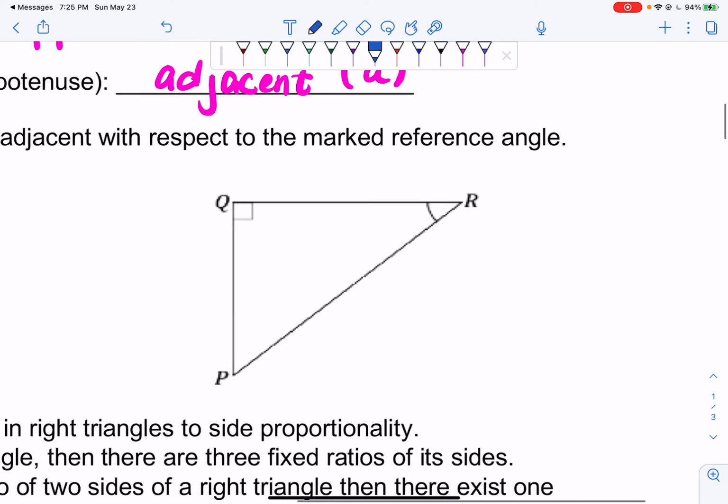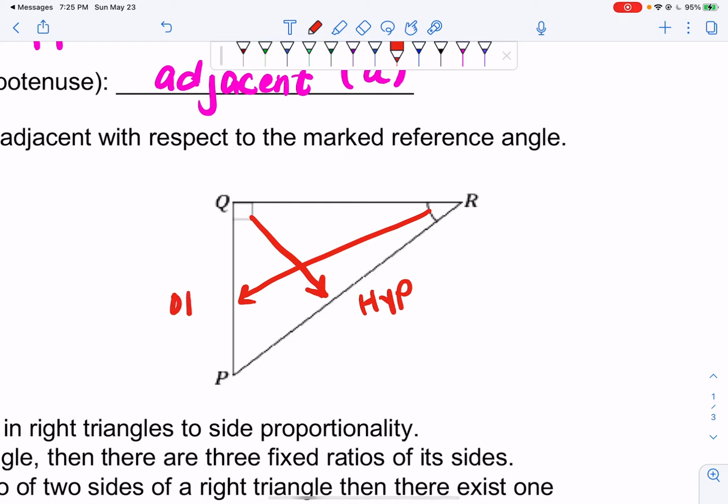Now let's do this image. In this image, what is my reference angle? Very good, R is my reference angle. The first side I'm going to identify is my hypotenuse, which is across my right angle. The side across my right angle is PR. So PR is your hypotenuse. Now we're going to identify the opposite side, which is across from your reference angle. So in this case, my opposite side is QP. Now we're going to identify our adjacent, which last but not least is QR.